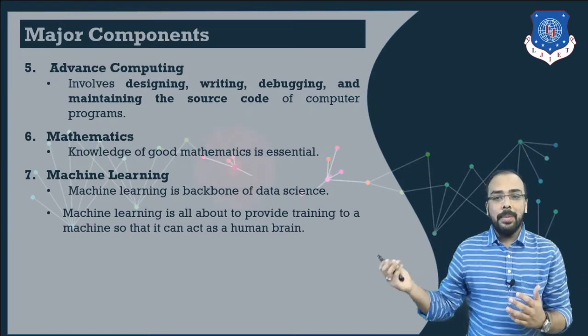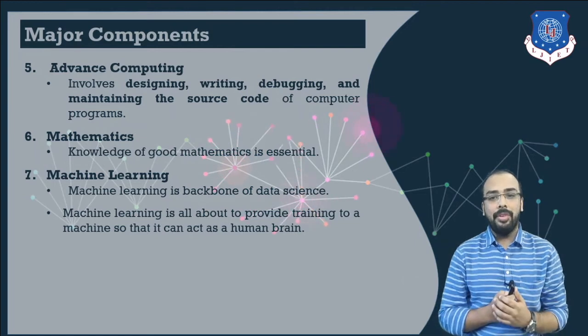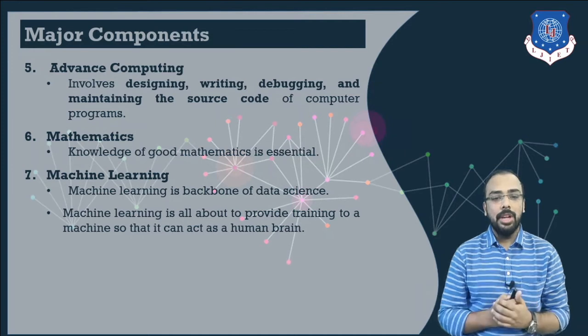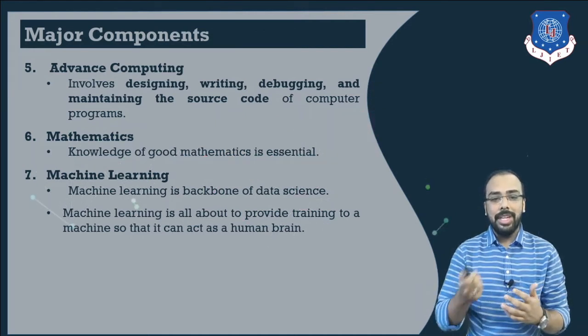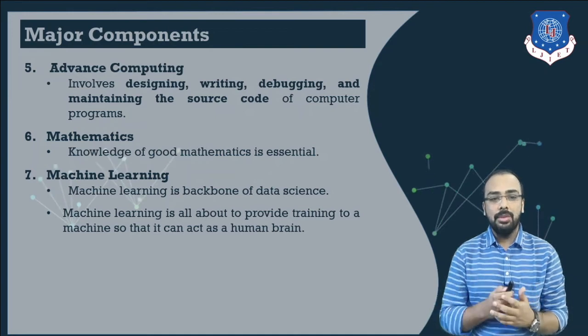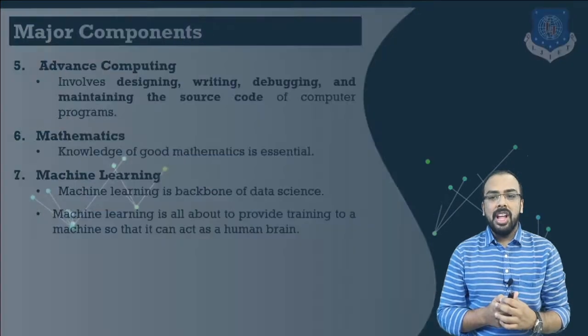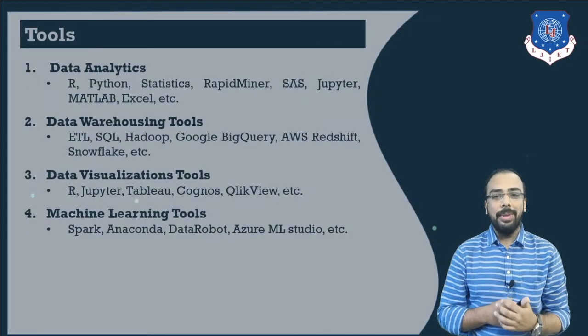Next, and the main component of data science, the backbone of data science, is machine learning. Why is machine learning used? It provides a large amount of training data which a machine can use, and it can act like a human brain. Now let us see some of the tools that can be used for performing data science.